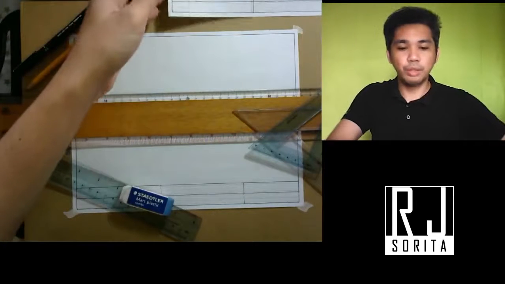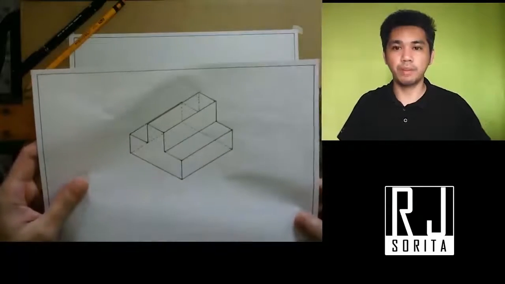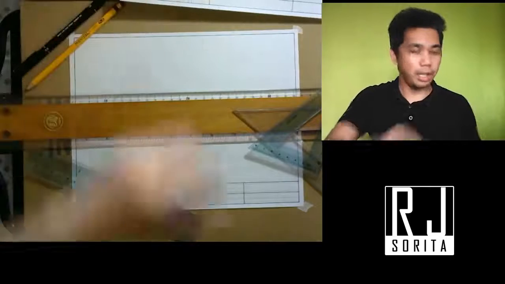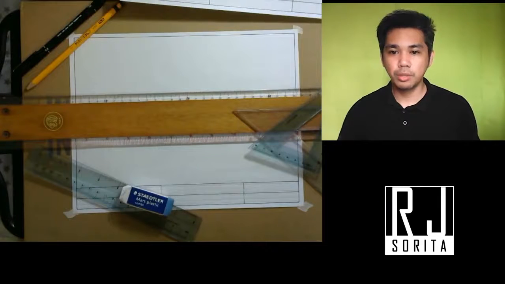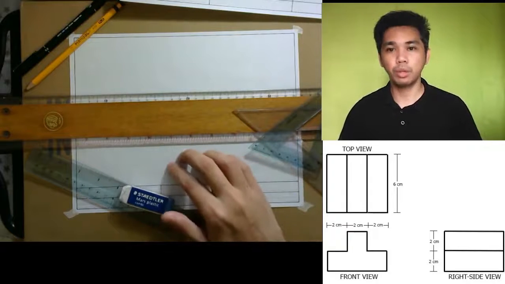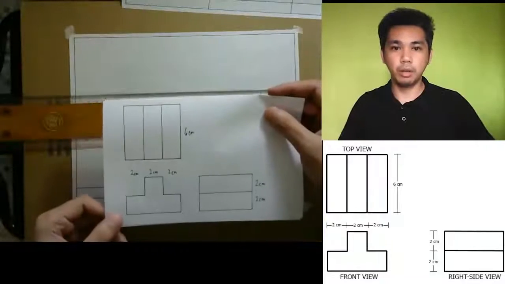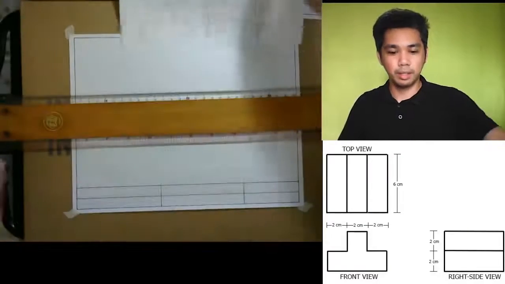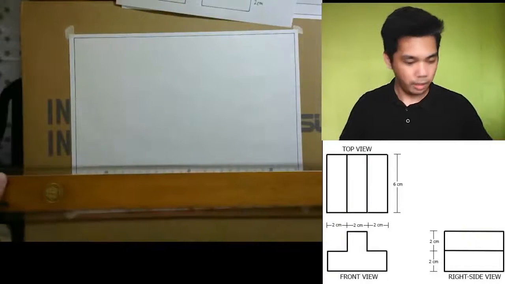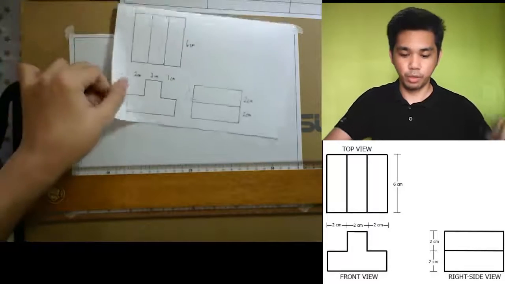So let me just show you first the final output of what we will be doing. So this is our final output. And let me show on the screen our given. Okay, so from this orthographic projection, we will create a 3D object on our drawing paper. I also have here a copy of the given, and we will begin.